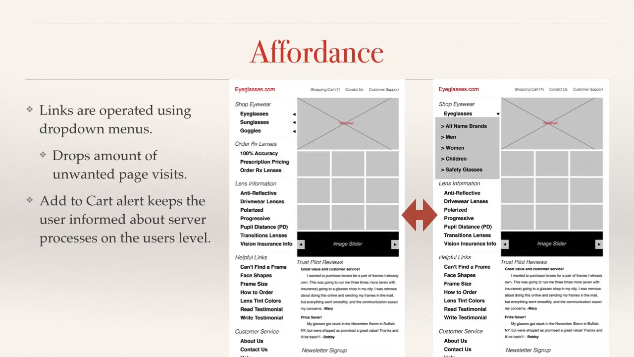All of the links are available on the home page, as well as all the drop-down menus. This helps prevent unwanted page visits down the road for users. Additionally, the add to cart alert keeps the user informed about the server processes, but on the user's level, in something that they can understand.